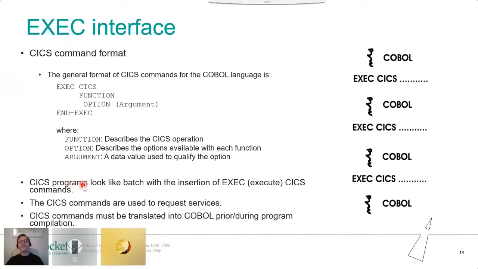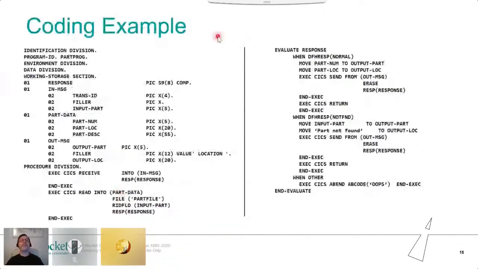So the CICS programs simply look like batch programs with EXEC CICS commands in them, right? And those are used to request services from the CICS environment. So here's a little sample CICS program, right? This is a very simple program. So I spent all this time talking about, you know, conversational versus pseudo-conversational, and I never mentioned non-conversational.